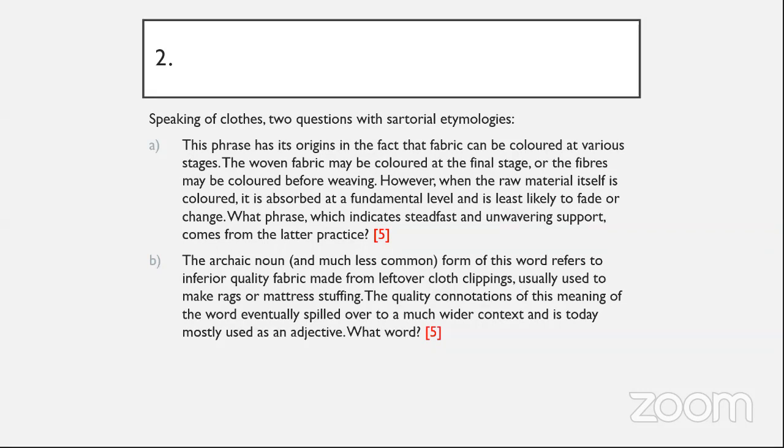Second one, this archaic noun, much less common, which is the noun form of this word, refers to the inferior quality fabric made from leftover cloth clippings, which is usually used to make rags or mattress stuffing. The low quality connotations of this meaning of the word eventually spilled over to a much wider context, and this word is today mostly used as an adjective. So what is the word which comes from the word for inferior quality fabric made from leftover cloth clippings?